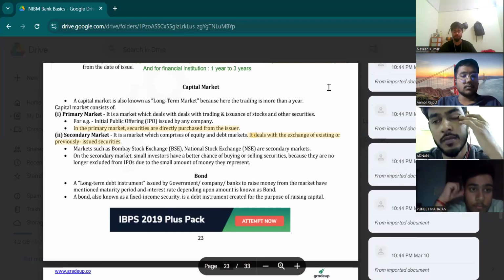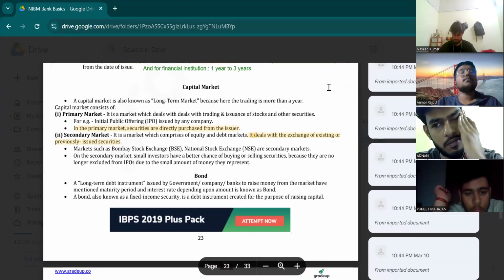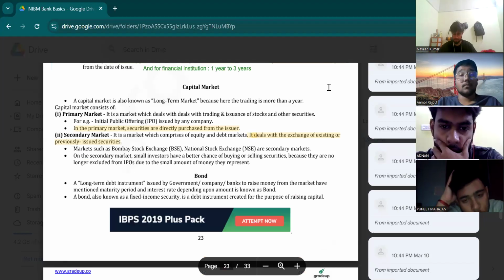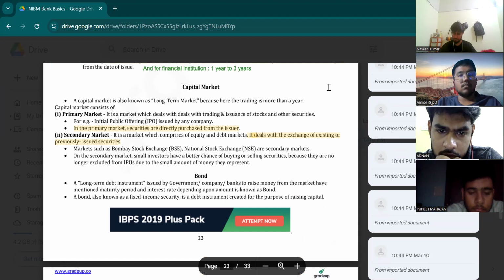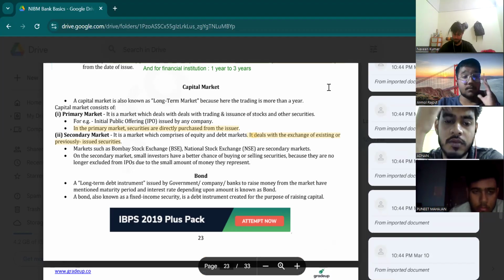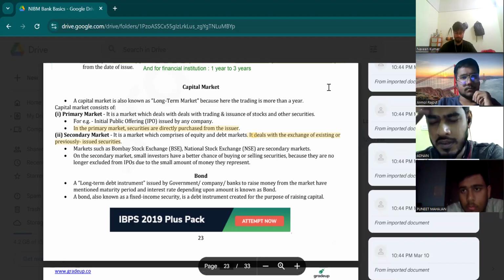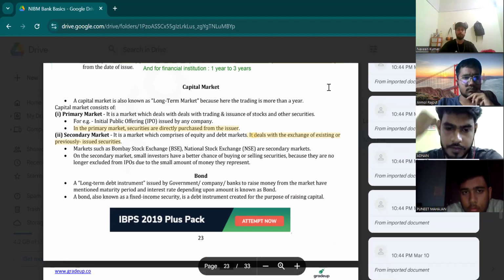Coming to capital market, as you are all aware, what you are investing in equity, what you are trading, your options, forwards, futures, everything is capital market. Apart from these, there are also some bonds and debentures that are capital market. So capital market can be divided into two subcategories: primary market and secondary market.